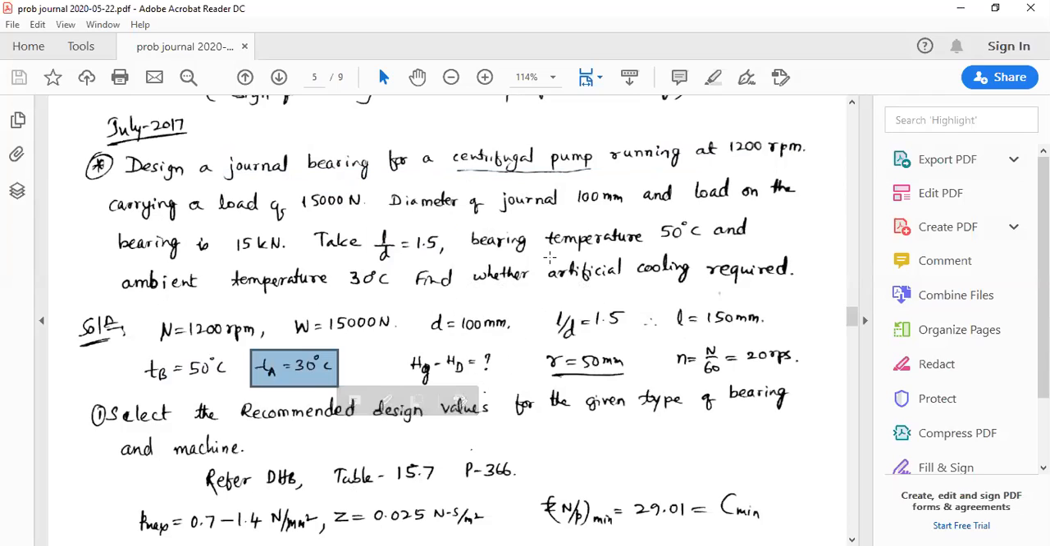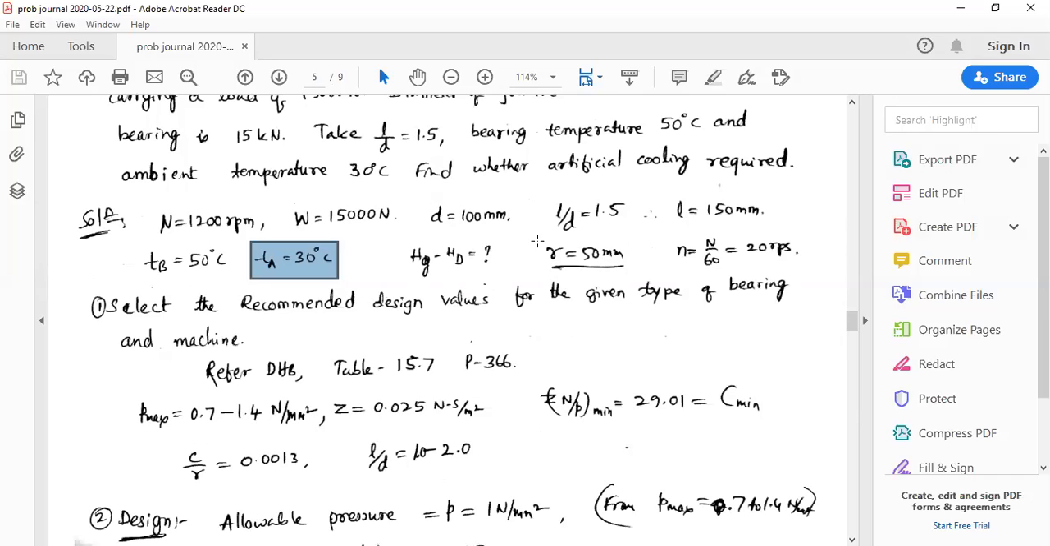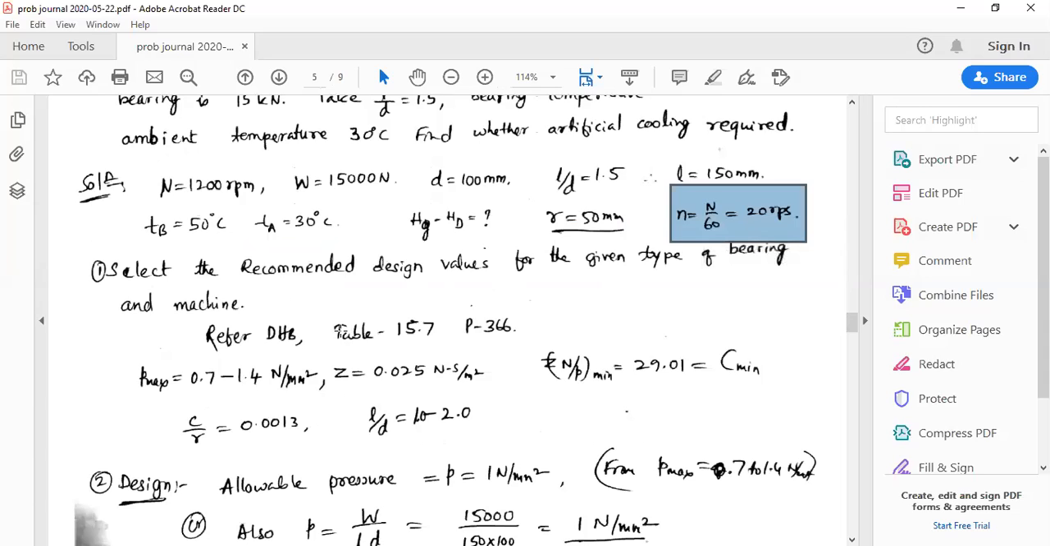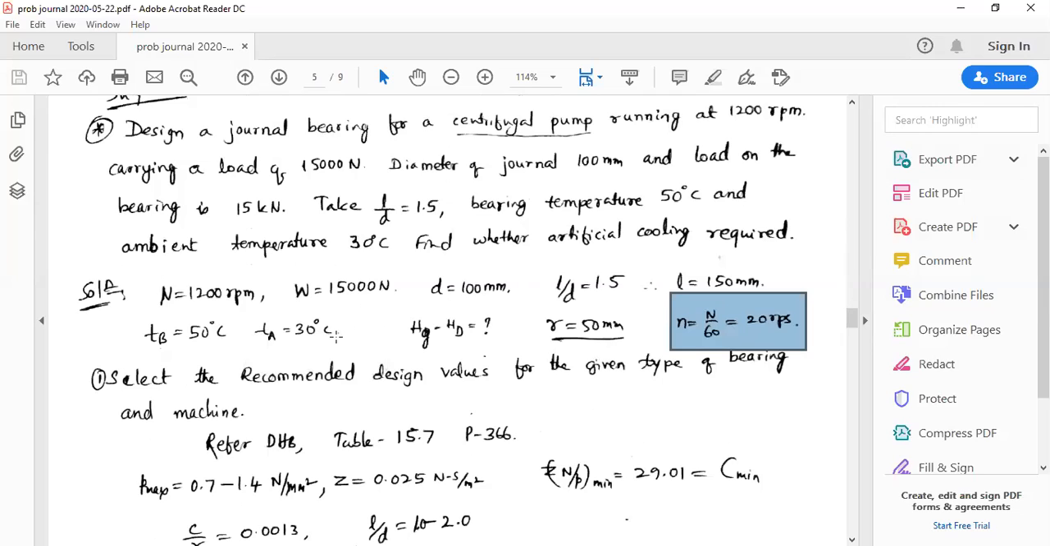Here we have to design the bearing, as well as check whether artificial cooling is required or not. The radius of the bearing or journal is 50 mm, that is d by 2, and rpm is converted into rps, N by 60. N is 1200 rpm divided by 60, that is 20 rps, revolutions per second.